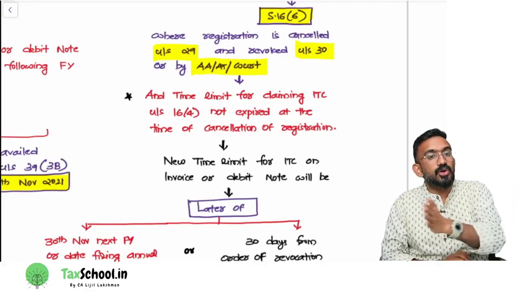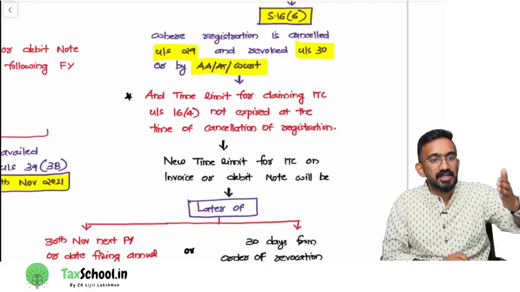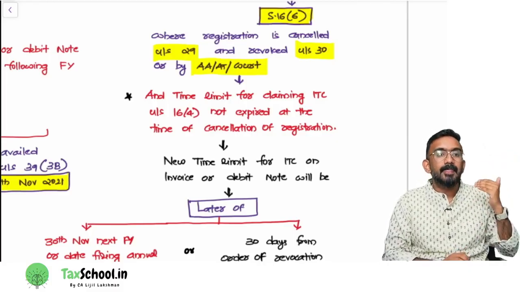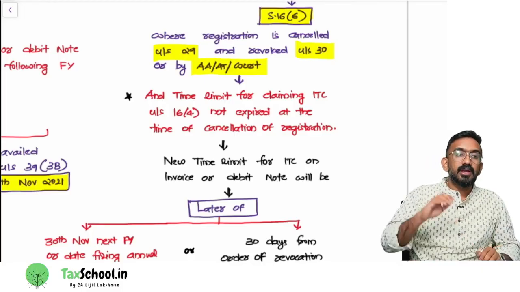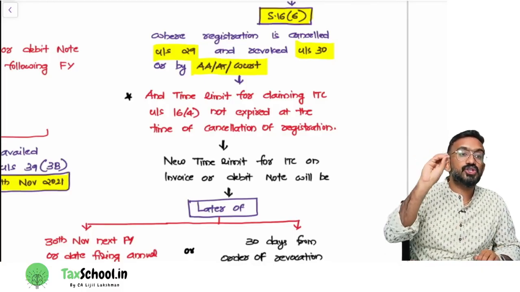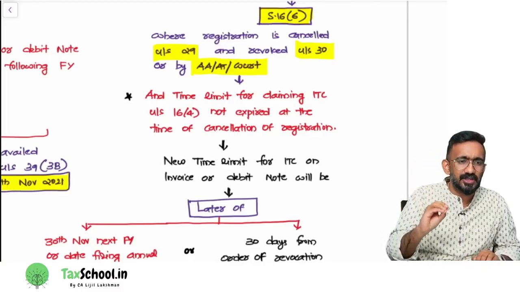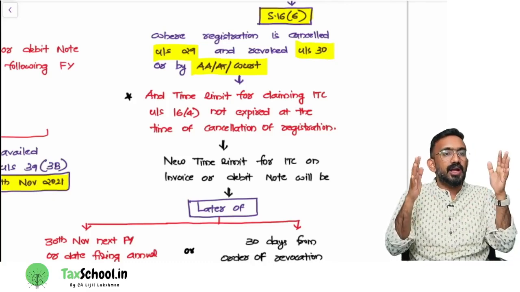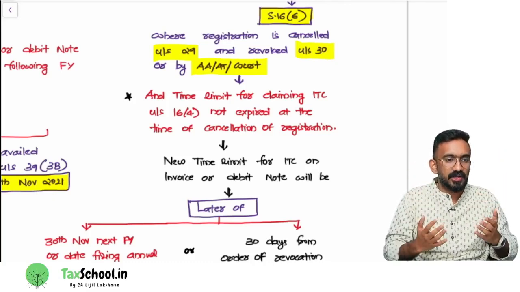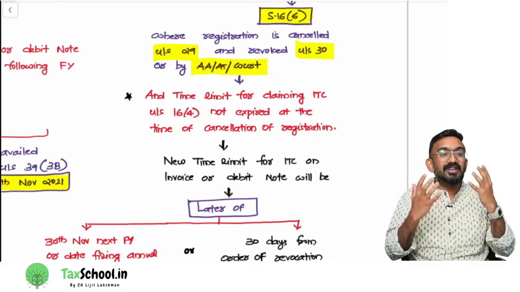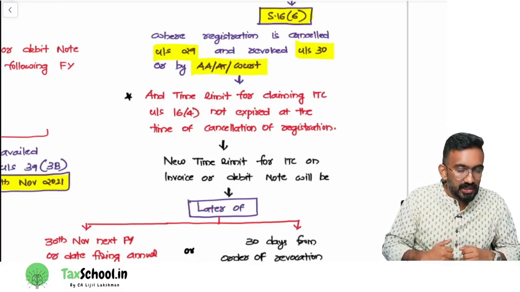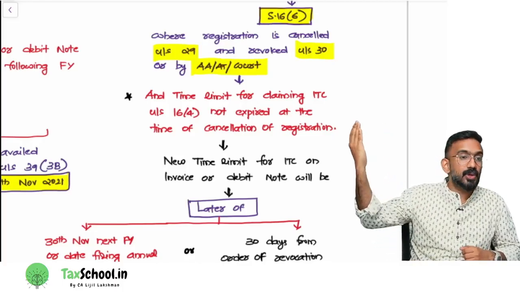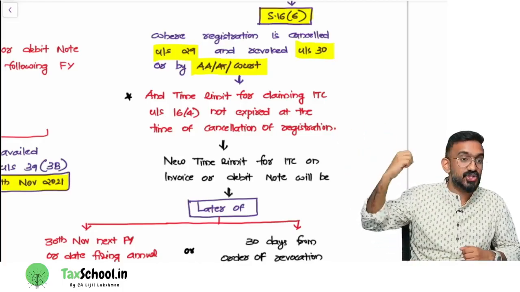Only in case of suo motu cancellation, when the officer comes and cancels your registration, there is an option available for you to go and apply for revocation of cancellation. What is revocation of cancellation? It is like requesting your proper officer who cancelled your registration to give back your GST number. In that case, your time limit will be computed under 16.6, not under 16.4.